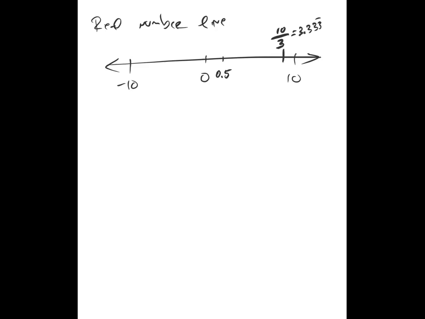Even something like the square root of 24. What does the square root of 24 give us? That gives us something like 4.898, and it continues on. So these are all real numbers.